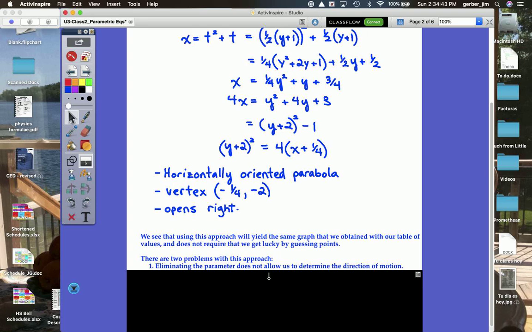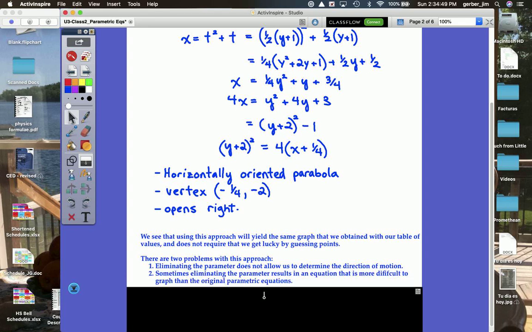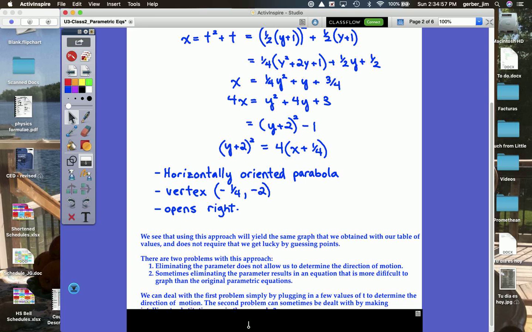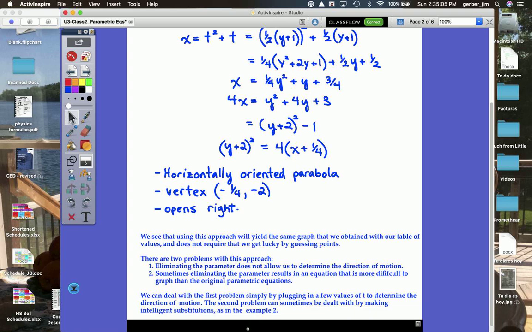And sometimes, not in this case, but sometimes, eliminating the parameter gives us an equation that's even harder to graph than the original parametric equations. Now the first problem we can still solve just by plugging in a few values of t and figuring out the direction. The second problem is sometimes more challenging, but very often we can deal with that by making smart substitutions, as in the example we're about to do.